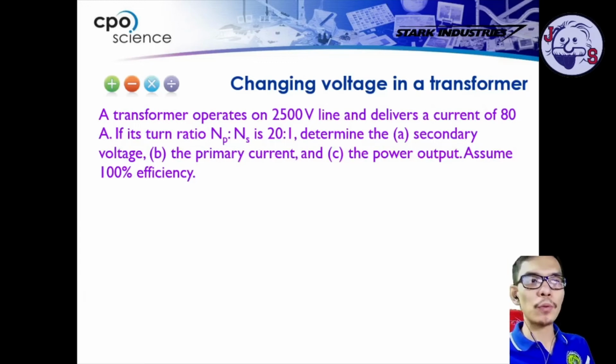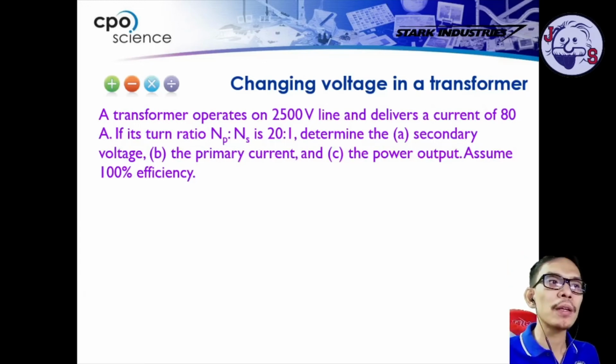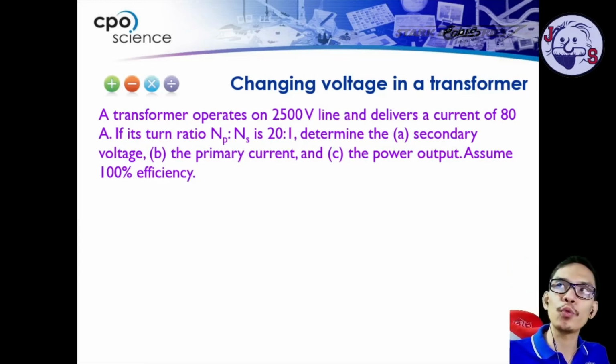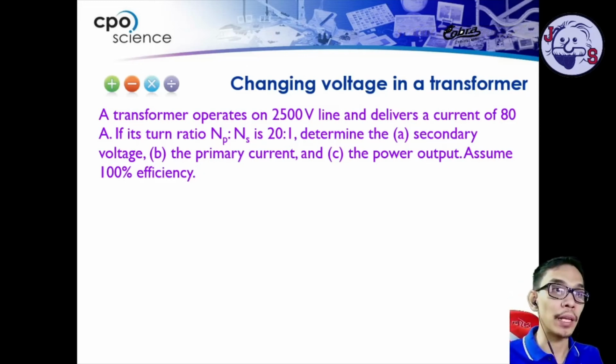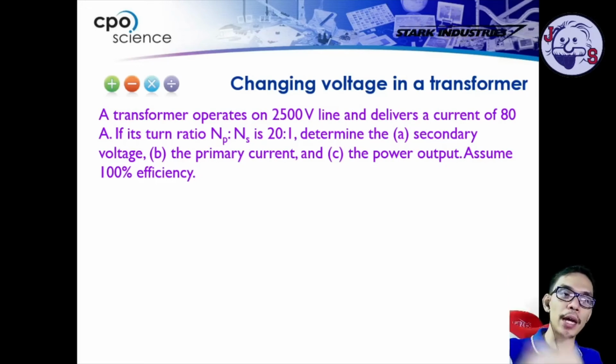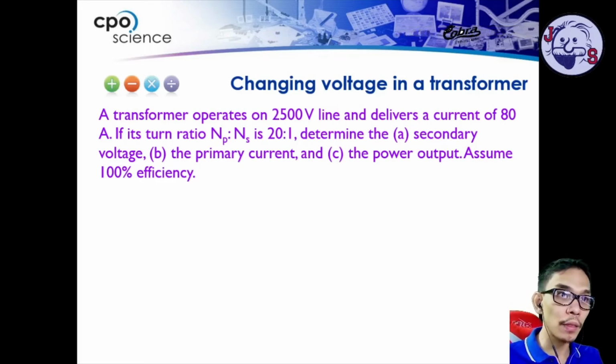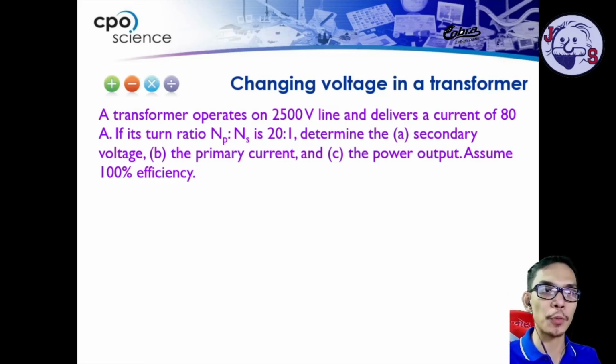problem. So the fourth and last problem that we have: a transformer operates on a 2,500 volt line and delivers a current of 80 amperes. If its turn ratio is 20:1, primary 20, secondary 1, determine the secondary voltage. And the next question is determine the primary current. Also determine the power output. Assume this is an ideal transformer that works at 100% efficiency.